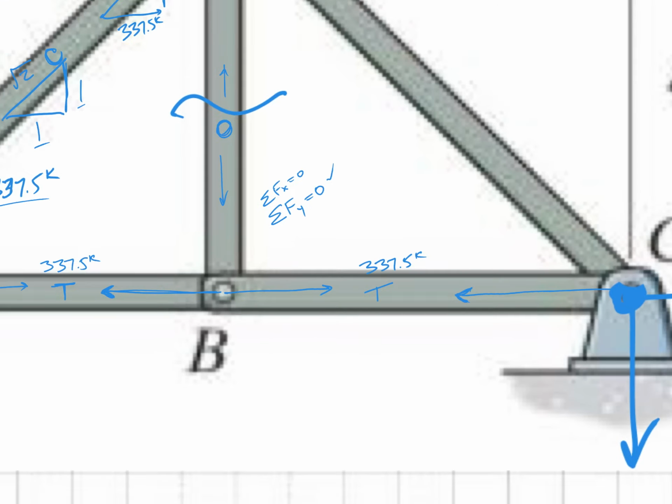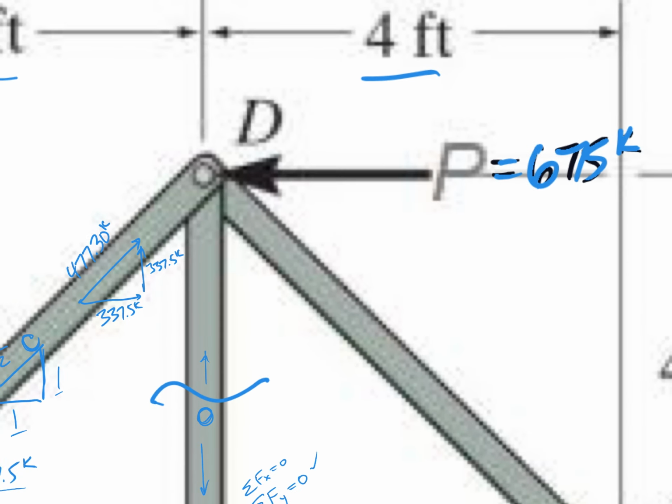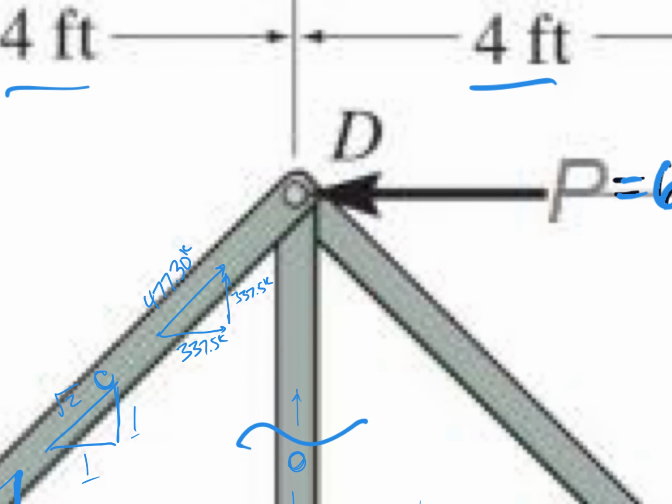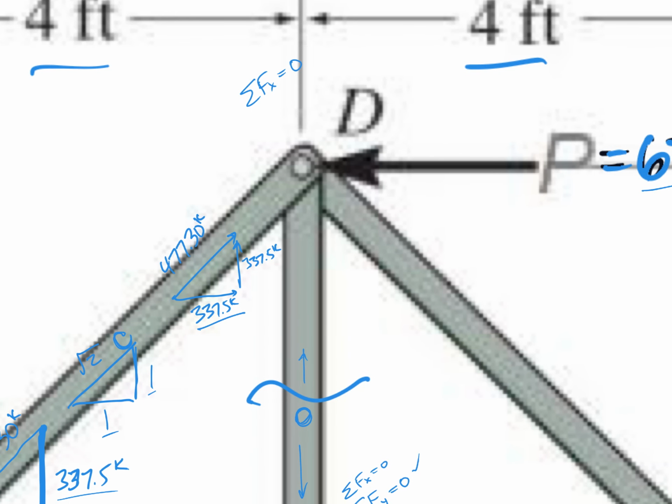Sweet. Let's go up to this top joint. I've got 675 kips to the left. Sum of the forces in the x direction equals 0. I've got 675 to the left and 337.5 to the right, which means this member has to hold the difference between those two. If I pull out my trusty calculator, 675 minus 337.5 is 337.5. So I've got 337.5 going to the right.